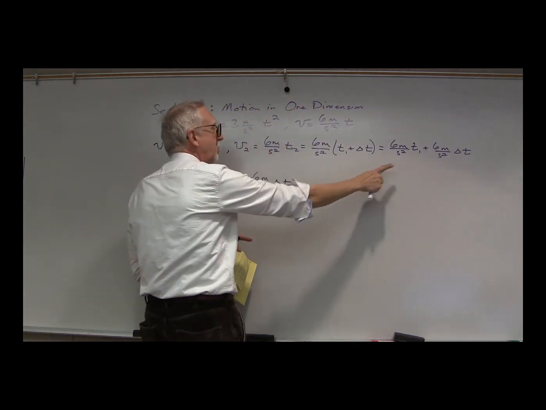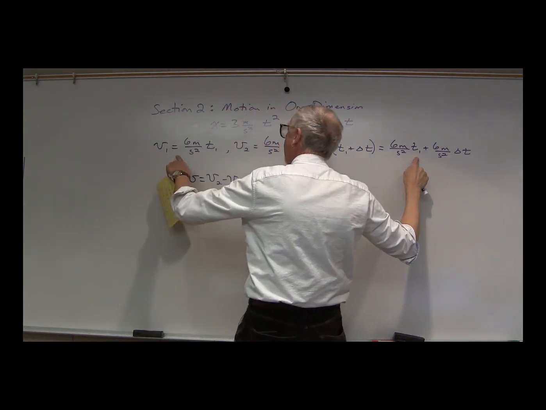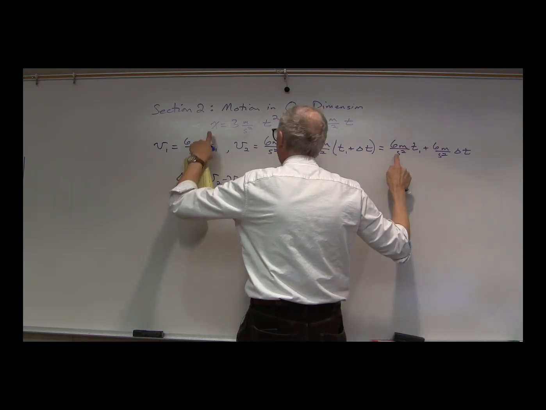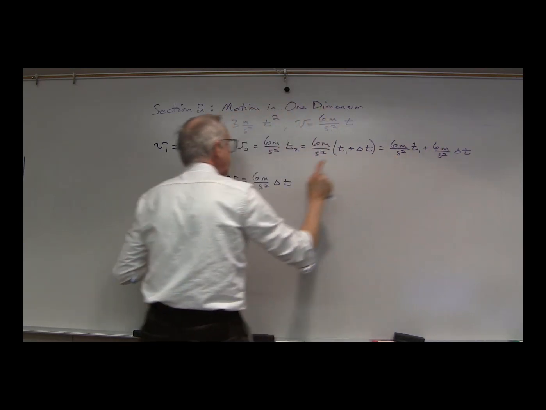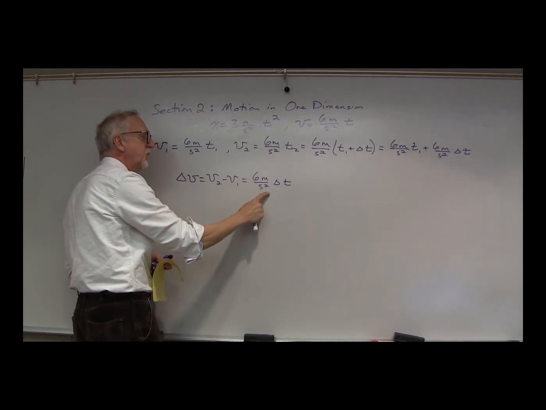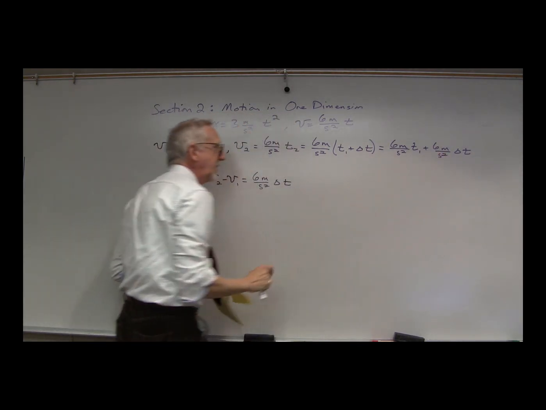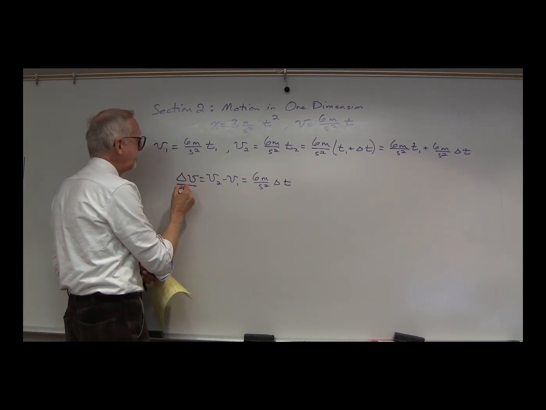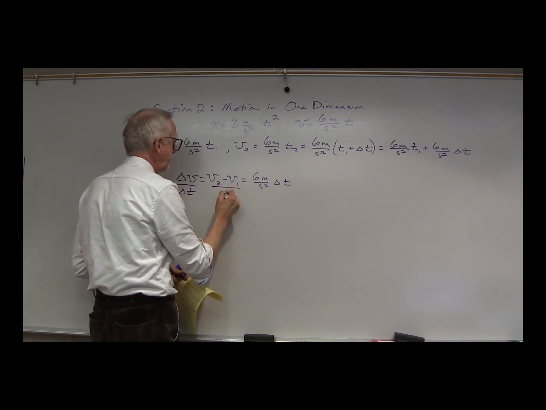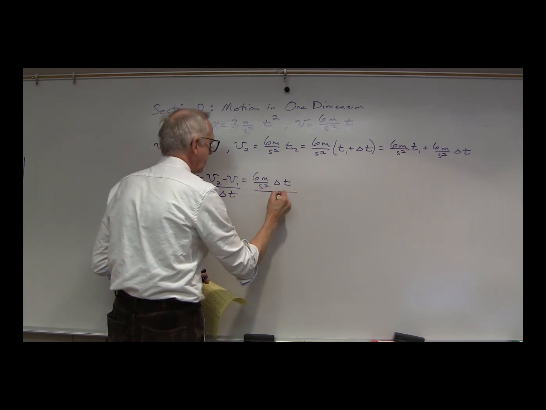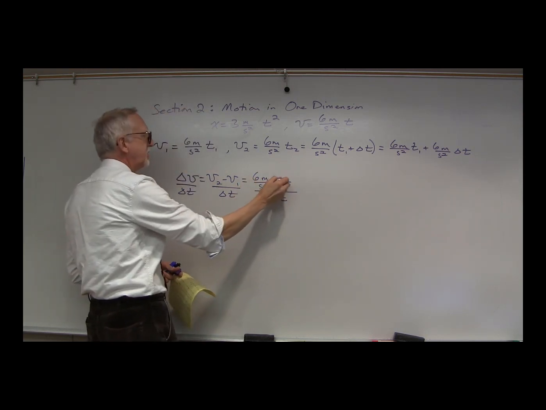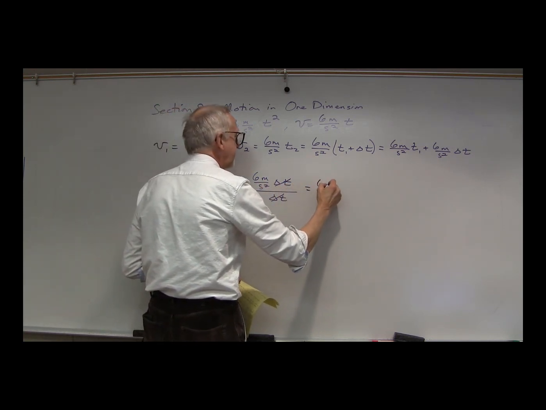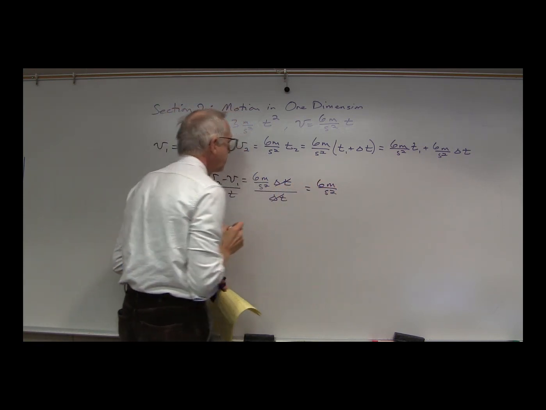Now let's find that change in velocity delta v, which is v2 minus v1. So this term, v2 minus v1, notice this first term cancels out. So these cancel out, and all we're left with is 6 meters per second squared delta t. That's going to be delta v. Now we'll take that, divide by delta t, and we notice the delta t cancels. So all we're left with is 6 meters per second squared.